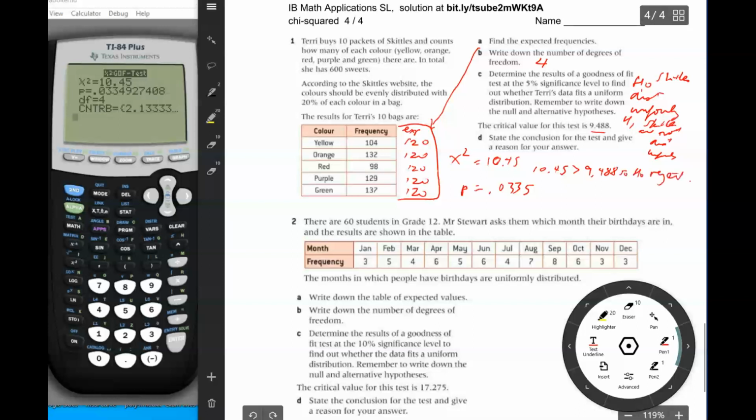and the p-value is 0.0335, which is less than the significance level, which is 5%, 0.05. And when it's less than the significance level, the null hypothesis is rejected. Because remember that as the chi-squared value goes up, the p-value goes down. So they're kind of inverses of each other. The rule is when the chi-squared value is greater than the critical value, the null hypothesis is rejected. When the p-value is less than the significance level converted to a decimal, then the null hypothesis is also rejected.